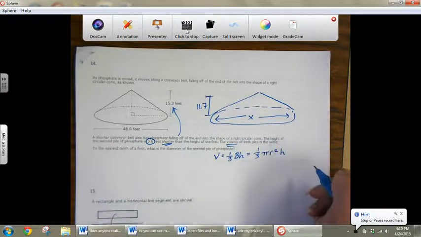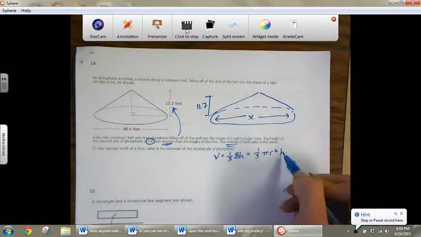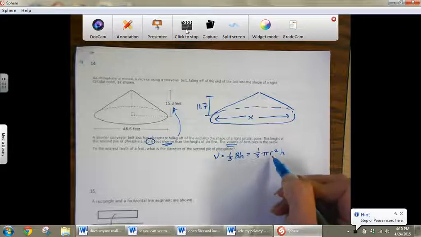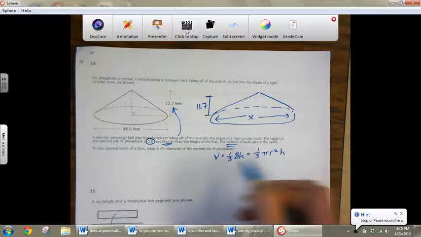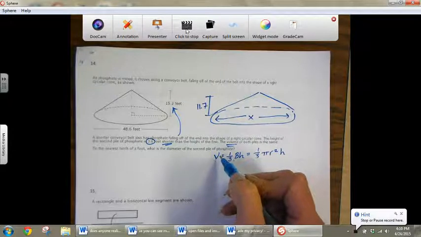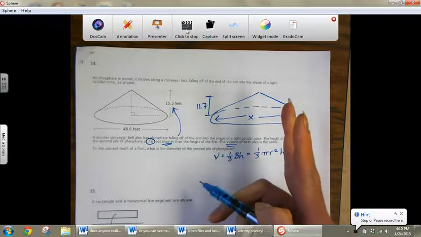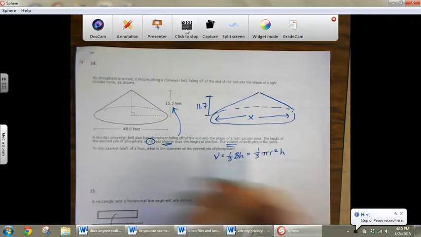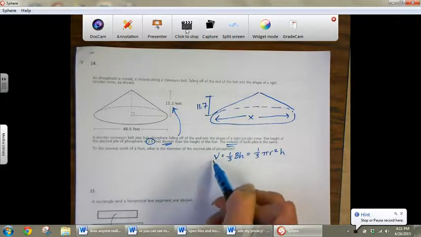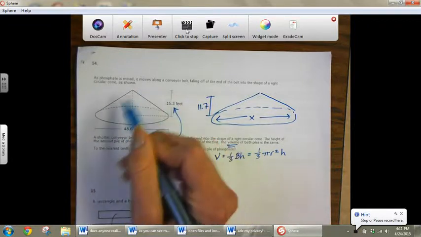Now, for this one, I can only plug in for the height. I can plug in 11.7, but I don't know the radius. That would mean that I have an r in my problem and a V, and I can't solve a problem with two variables. So I'm going to have to do some math over here to figure out the volume. I can solve for that because I have all the information needed in this problem.